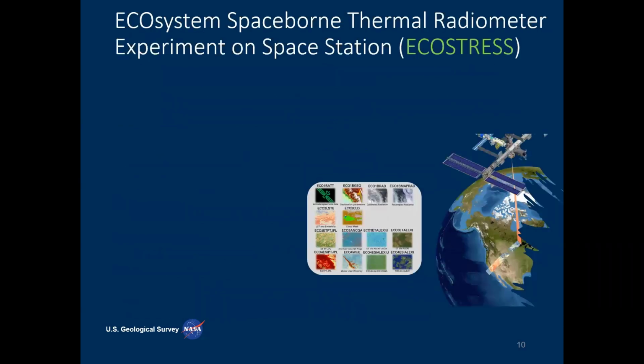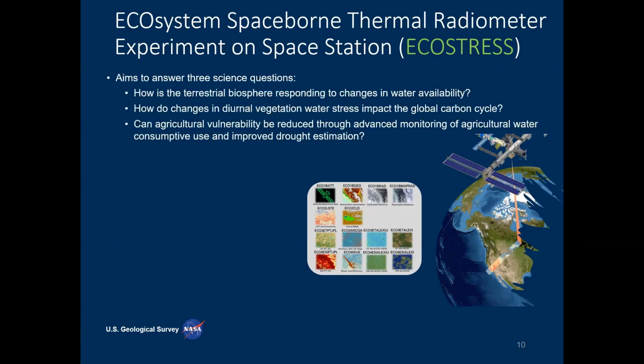We also have the Ecosystem Spaceborne Thermal Radiometer Experiment on Space Station, or ECOSTRESS. This is another venture class mission attached to the International Space Station. ECOSTRESS aims to answer questions primarily about vegetation, water availability and water stress, and drought and agricultural vulnerability. There are currently 14 ECOSTRESS products that are available from the LP DAAC. They're divided into 4 different levels.